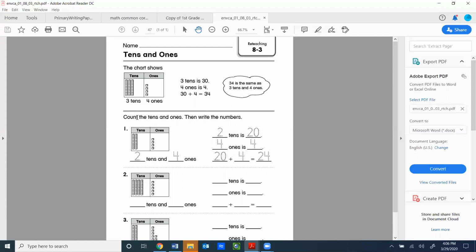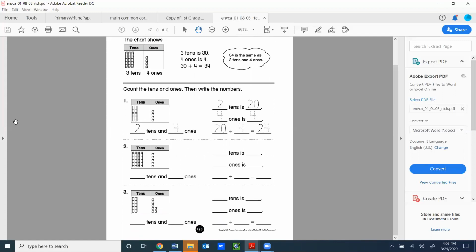Okay, let's go down here to numbers 1, 2, and 3. The directions say count the tens and ones, then write the numbers. Number 1 is done for you. Let's take a look at it. There are 1, 2, 3, 4 ones in the ones place, so they wrote 4 ones. There are 2 tens in the tens place, so they wrote 2 tens. And then over here they wrote 2 tens is 20. 4 ones is 4. 20 plus 4 equals 24.